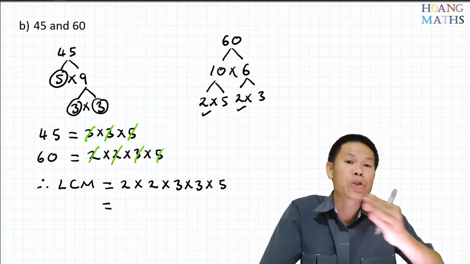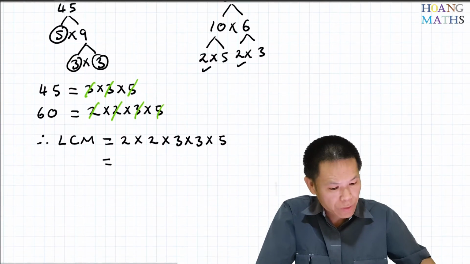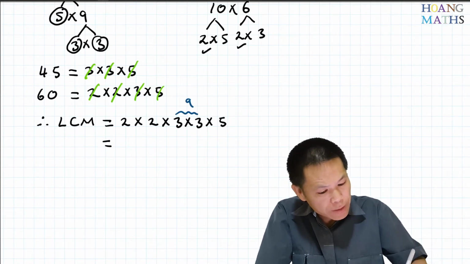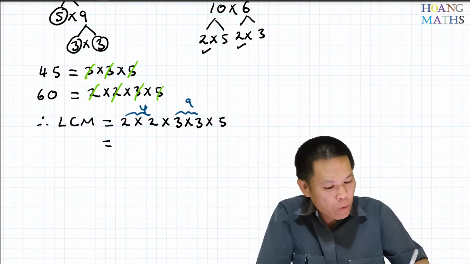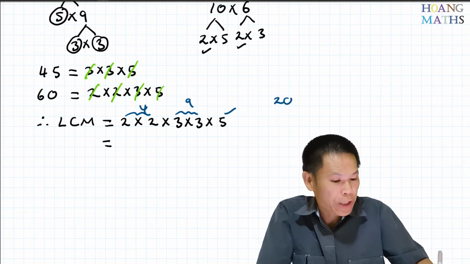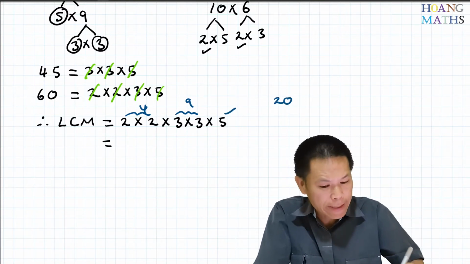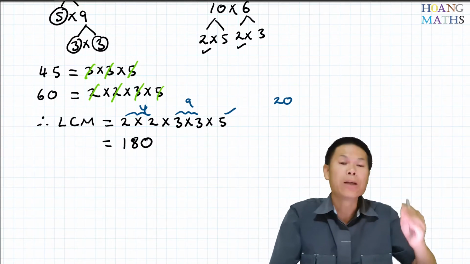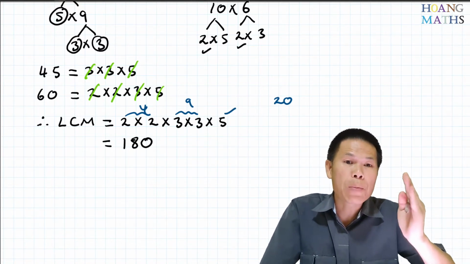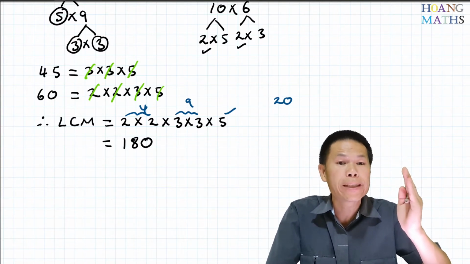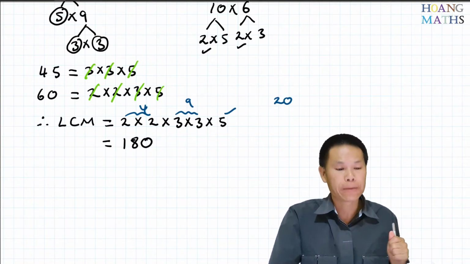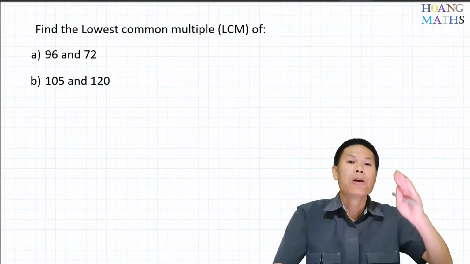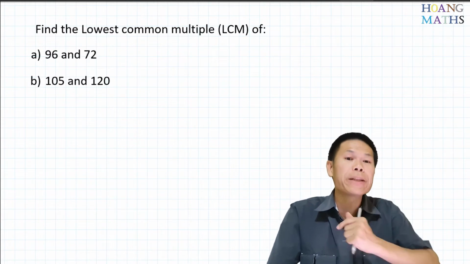This is it, so we just times them together now. So we have, this gives me 9, this gives me 4, and 4 times 5 is 20, and 2 times 9 is 18. So therefore, 180. So therefore, the lowest common multiple of 45 and 60 is 180. Please pause the video and try this one yourself.